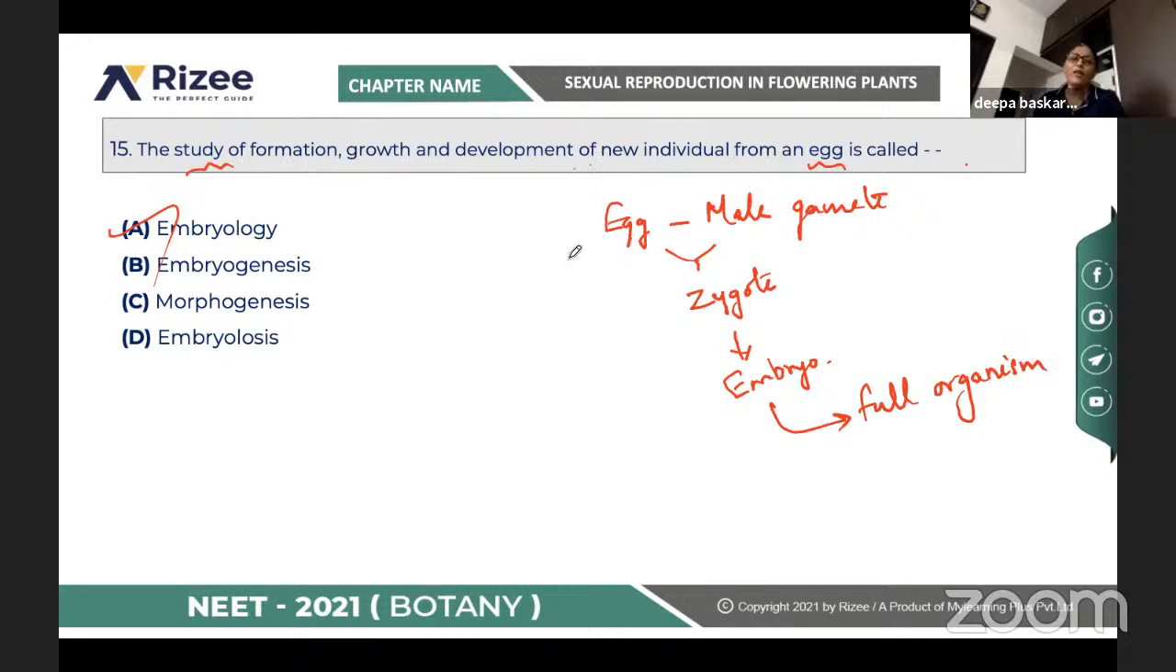So there are so many events happening in this process, and each and every event involves so many factors. So the study of these reactions and processes comes under embryology.